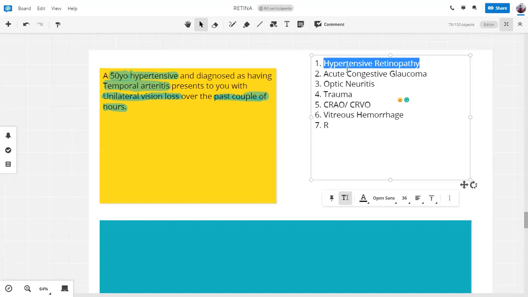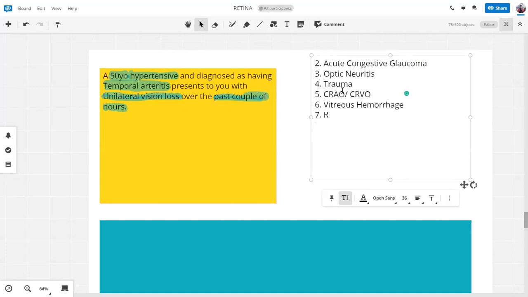If hypertensive retinopathy is present, something else may accompany it, which we'll discuss in this case. But whenever this is the diagnosis, remember that the vision loss should be bilateral and it should not be sudden. It should be over years. It should be gradual, so that is why this is not hypertensive retinopathy. The term is insidious. The vision loss will be insidious, slowly creeping.